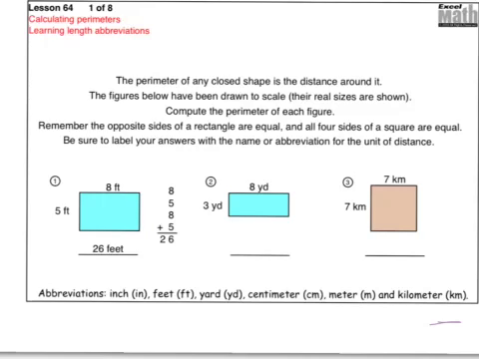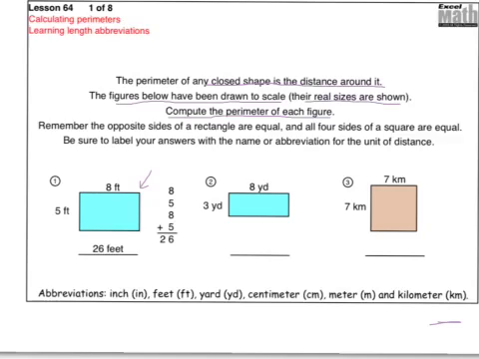The perimeter of any closed shape is the distance around it. Perimeter means we add all the sides together. The length of each side added together makes the perimeter. The figures below have been drawn to scale. Their real sizes are shown. In other words, this rectangle right here is actually much bigger than what it is on the paper. That's what it means to scale.